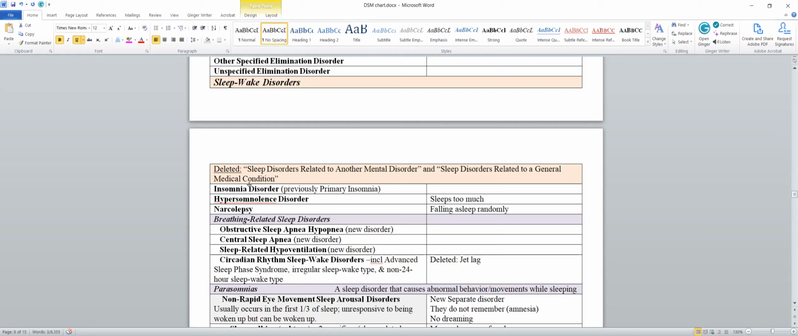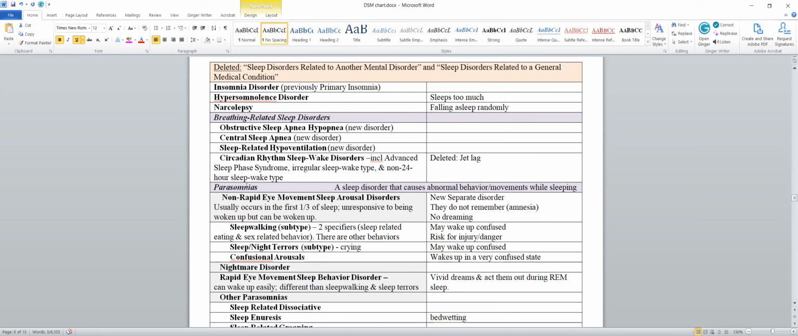So the subcategories under sleep-wake disorders are insomnia disorder, previously primary insomnia, hypersomnolence disorder, when they sleep too much, narcolepsy, falling asleep randomly, breathing-related sleep disorders, and there's many subcategories like obstructive sleep apnea, hypopnea, central sleep apnea, sleep-related hypoventilation, circadian rhythm sleep-wake disorders, includes advanced sleep phase syndrome, irregular sleep-wake type, and non-24-hour sleep-wake type. Jet lag was deleted.